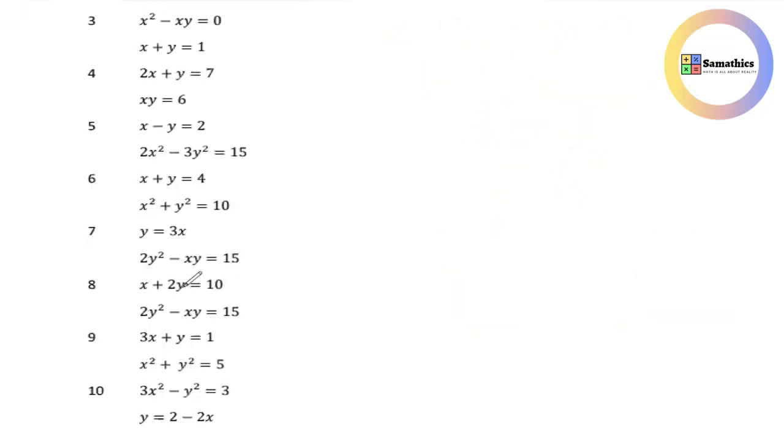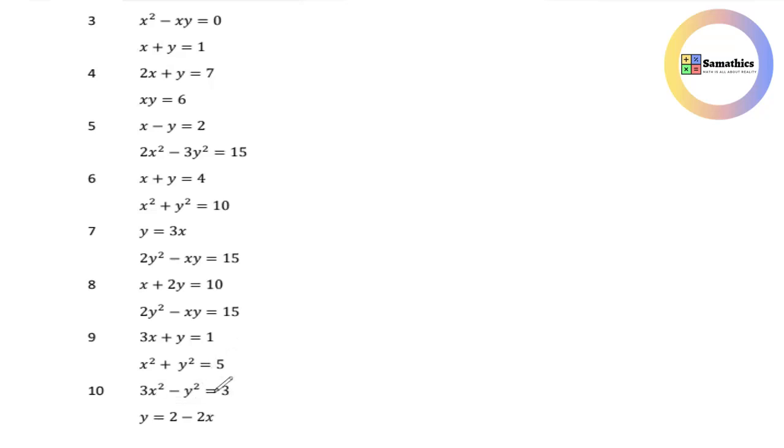Okay, in question number 10, it is x plus 2y is equal to 10. And you can just make x the subject and substitute over here. You don't need to take square. You don't need to use the identity. But in question number 9, we have here 3x plus y is equal to 1. And if you make x the subject, you will be getting a fraction. But if you make y the subject, then it will be simply y is equal to 1 minus 3x. So you substitute 1 minus 3x, then you can apply the identity.